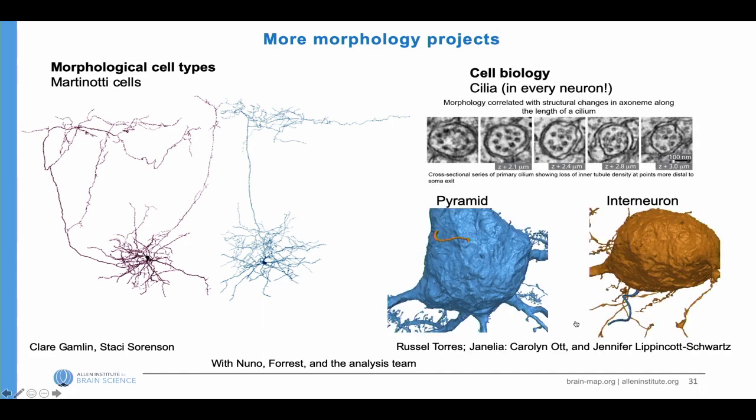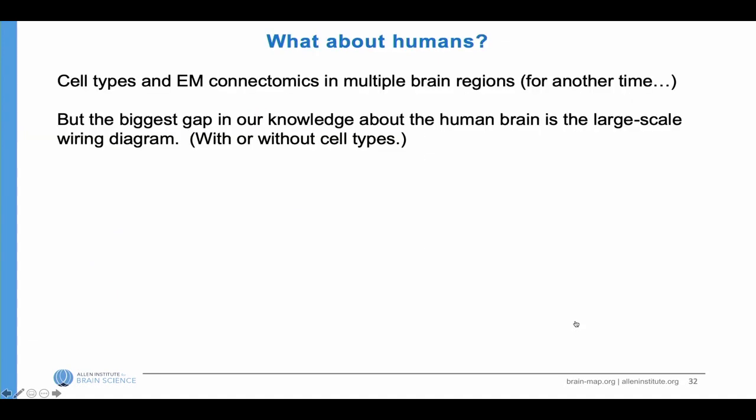We have a fantastic study in collaboration with Caroline Ott and Jennifer Lippincott-Schwartz. Some people know that many neurons have one cilium, but they went to all the neurons in this volume. Every single one has a cilium, as you see on the top, classic cell biology. And there it is, and you can study, if you want, the CAP version of cilia in cortex. We got it, or they got it. Okay, I'm getting enthusiastic. What about humans?